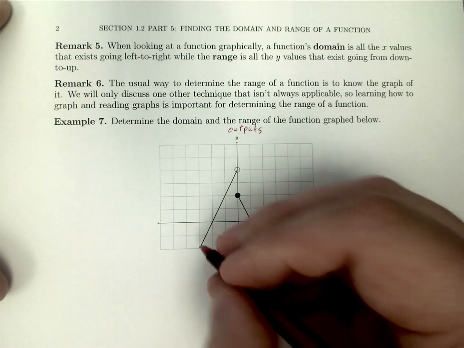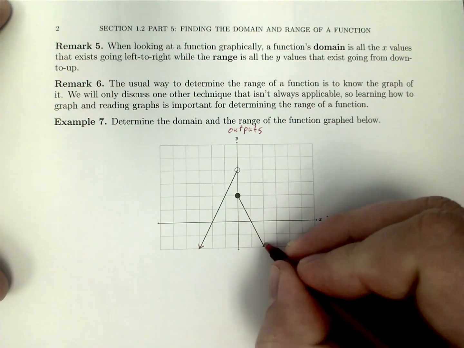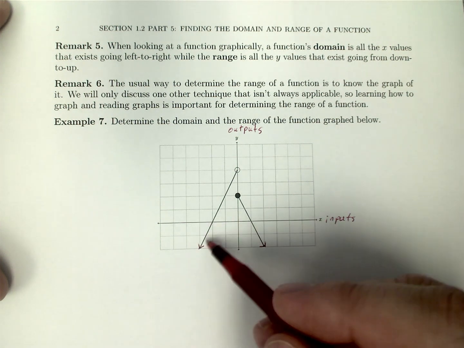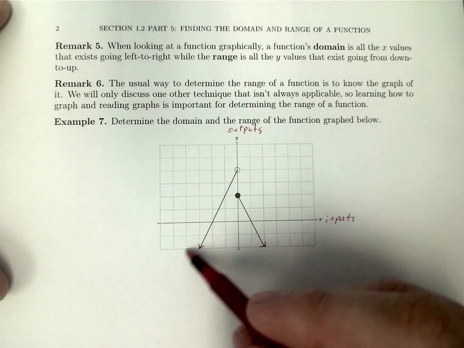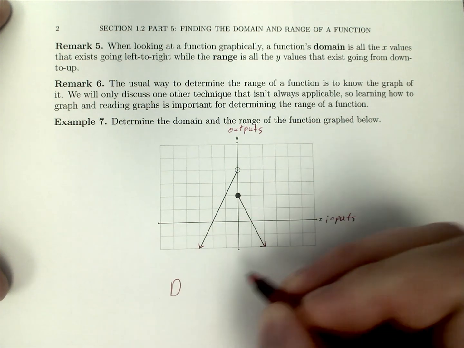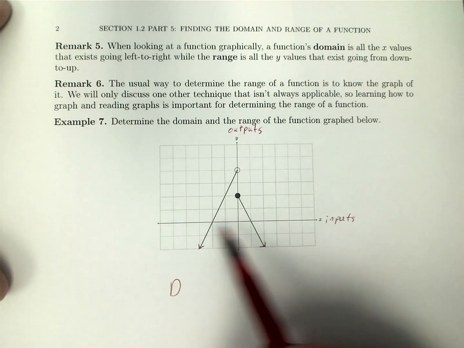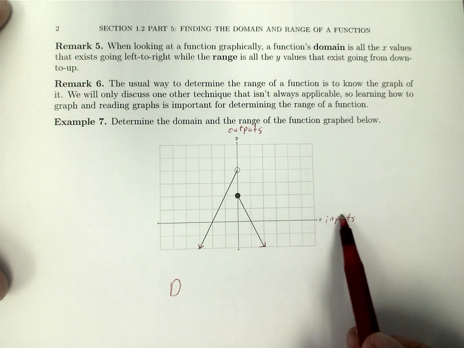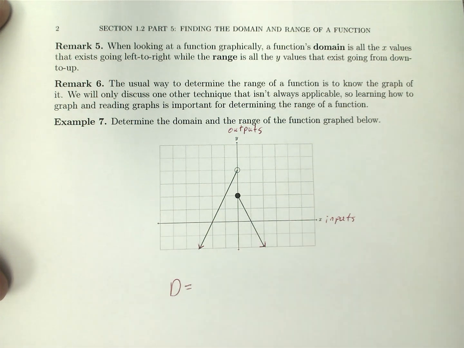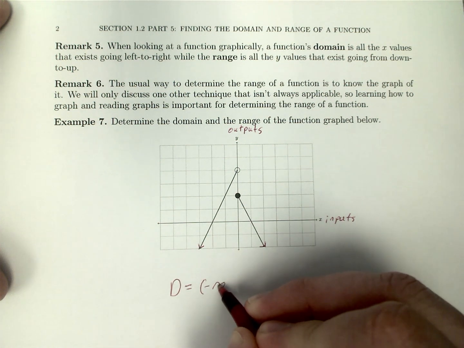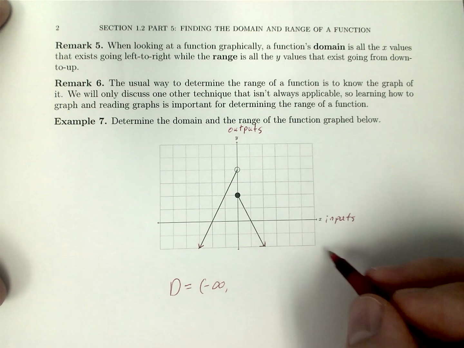Now these are very, very small, so let me increase their size just a smidgen. But the moment you see arrows, that means it goes on forever. So even though it's pointing down and to the left, it will go all the way this way. So the domain is, in interval notation, and we think of it going from left to right. So how far left does it go? Well, it goes out to negative infinity. And we know there's a right arrow, so it's going to go to positive infinity.